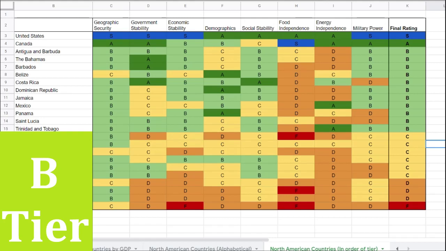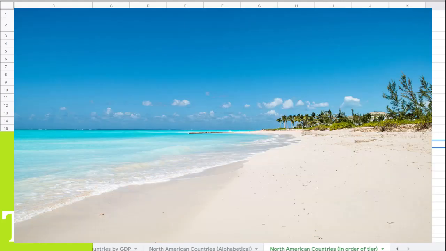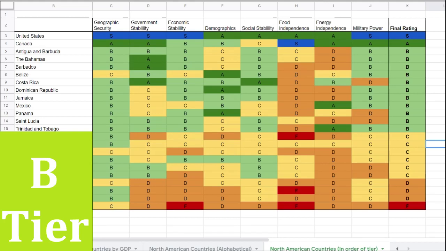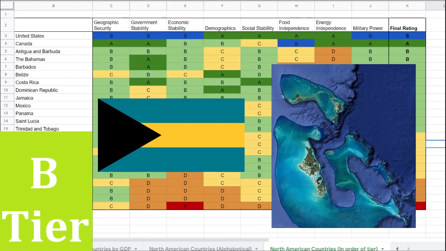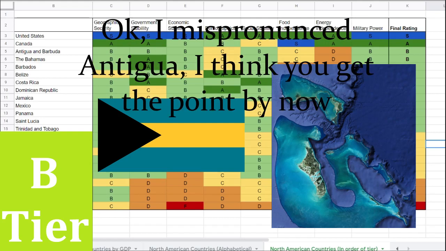Honestly, Caribbean islands are not the most interesting to look at in terms of geopolitics, mind you. They are great vacation spots. But, geopolitically speaking, there's not much going on there. So, I'm mostly going to be quick with the rest of these island nations. For example, the Bahamas, Geographic Security, B. Same as Antigua and Barbuda. Government stability, A. Former British colony, there you go. Economic stability, B. Higher GDP per capita than Antigua and Barbuda.